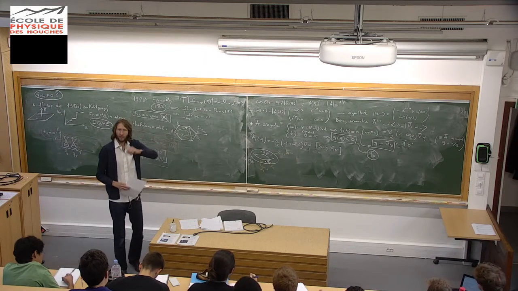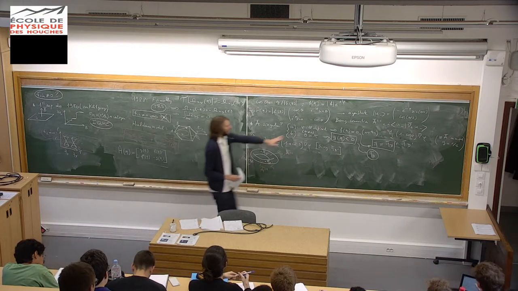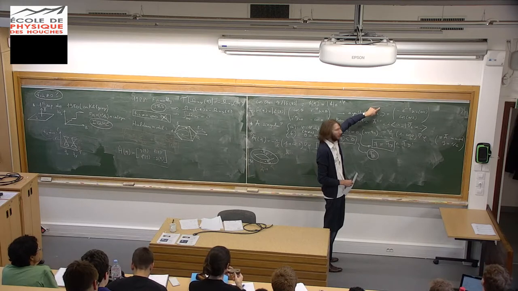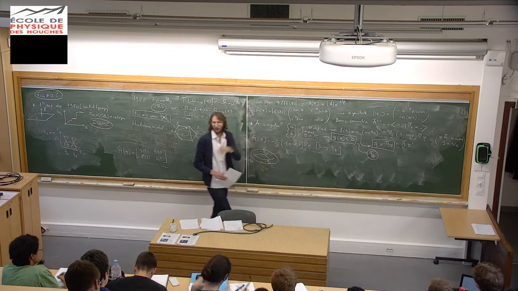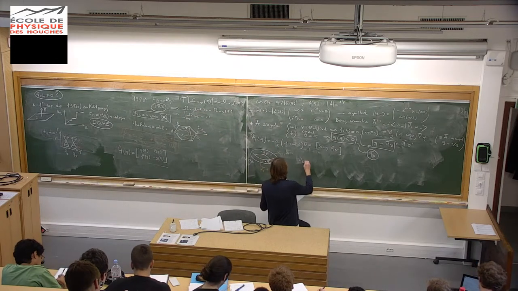Yes, but I'm making a gauge transformation. It's the only thing I'm doing. I take this eigenstate, I derive A, then I make a gauge transformation, I have a new A, which is A tilde. One is singular at one point, the other is singular at the other point. And now, the end of the story is simple.